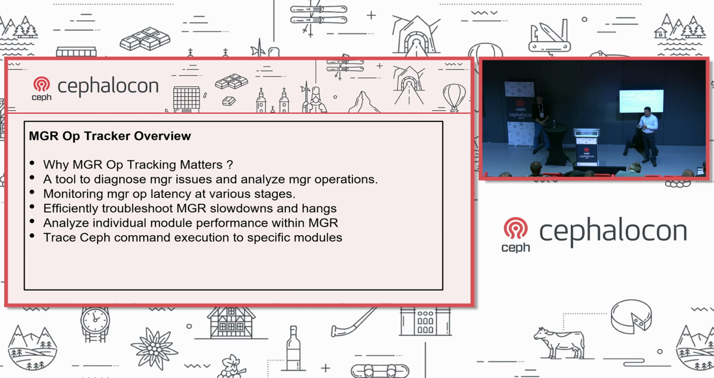But we are yet to implement some more advanced functionality where you can track that particular module in the handle command, or in any other MGR commands like the report, where it maintains the daemon metadata and everything. So using the op tracker, you can also trace specific commands, which op is being handled by which module. So I'll go to the next slide.